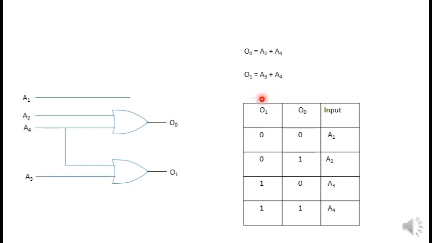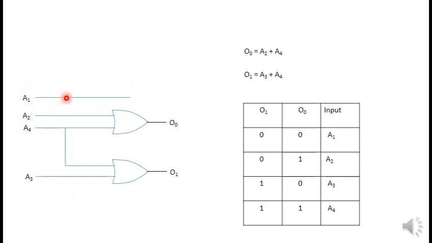And similarly, we can see that O1 is active when A3 is active, and it is also 1 when A4 is 1. So O1 is also the output of an OR gate of A3 and A4. Therefore, I have made a logic diagram for the encoder.